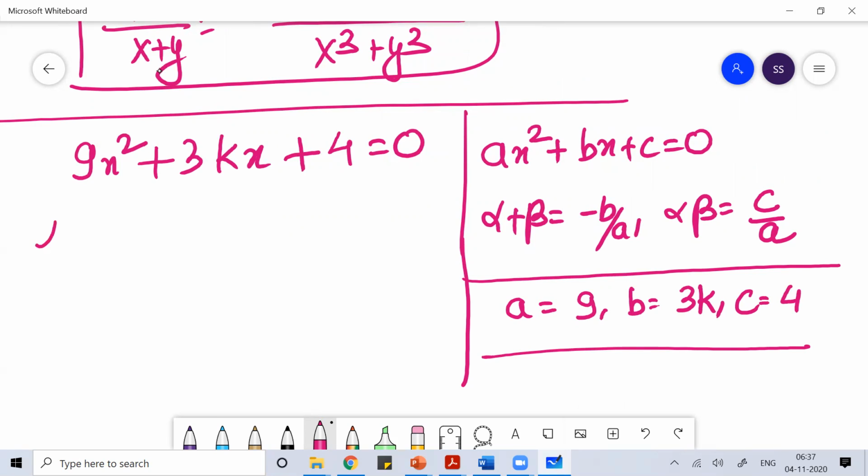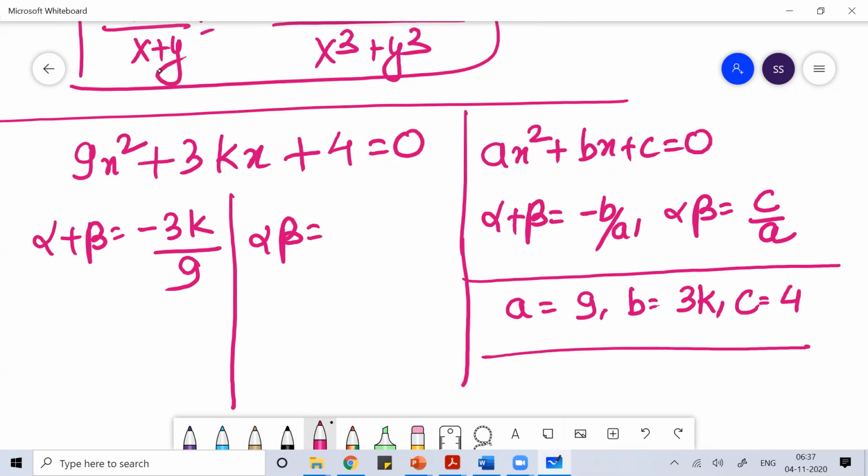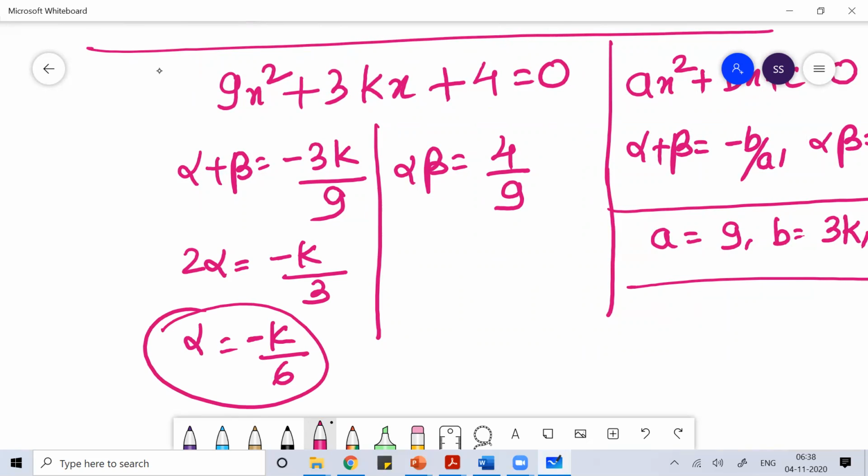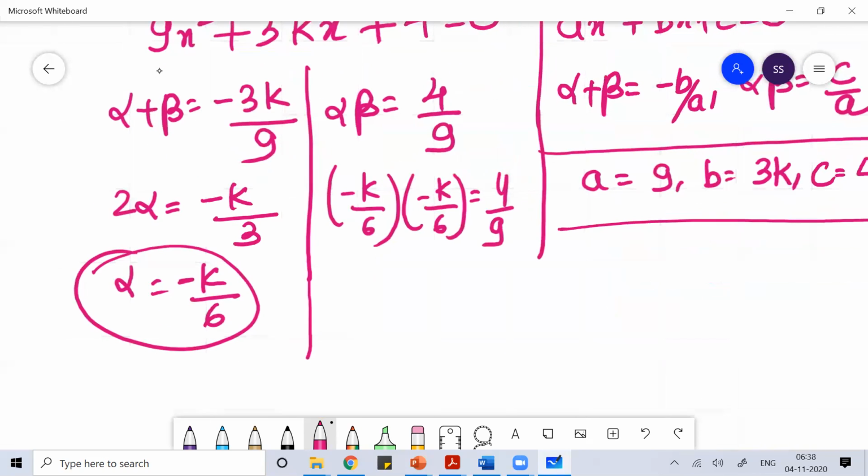The sum of roots, alpha plus beta, is minus 3k by 9, and the product of roots is equal to 4 by 9. Alpha and beta both are equal, so 2 alpha is minus k by 3. So alpha is equal to minus k by 6. In place of alpha, if you put minus k by 6 into minus k by 6, you get 4 by 9.